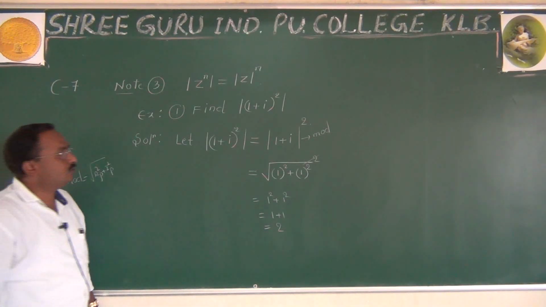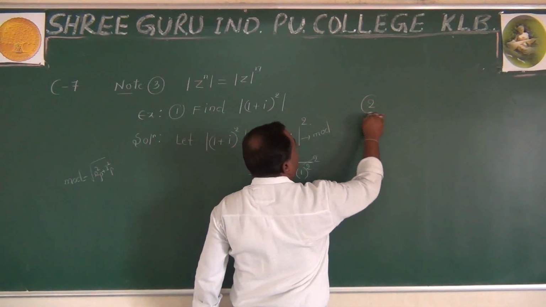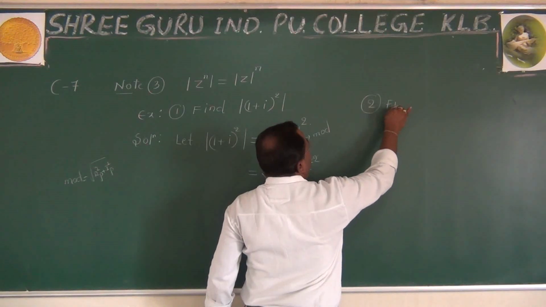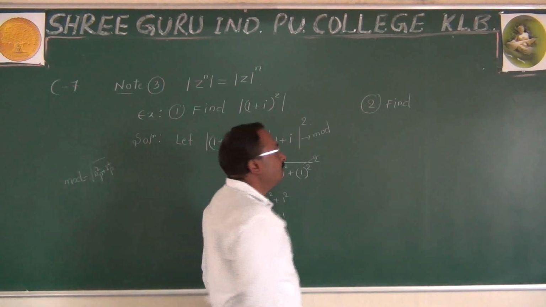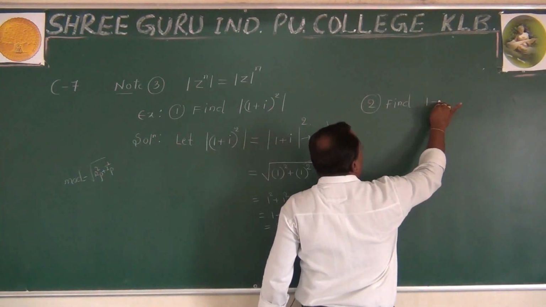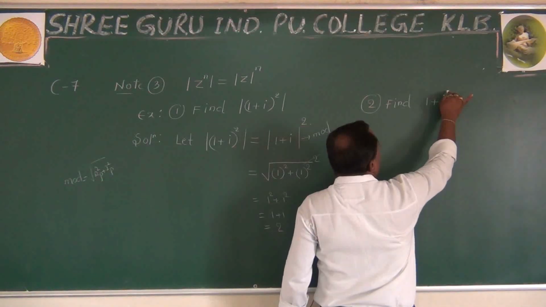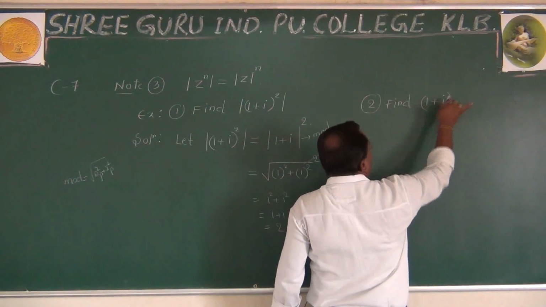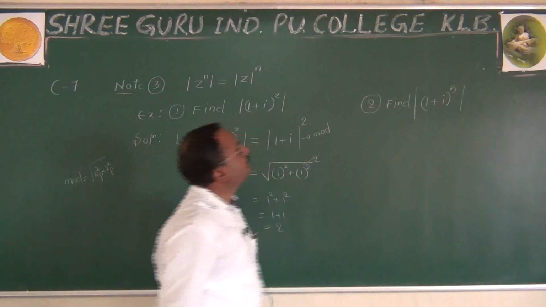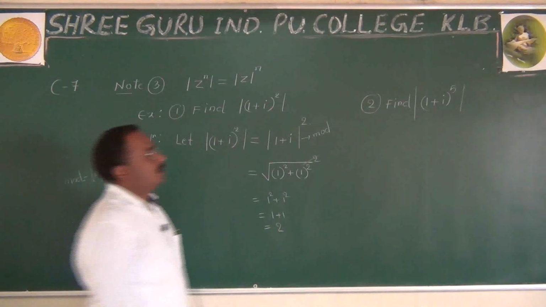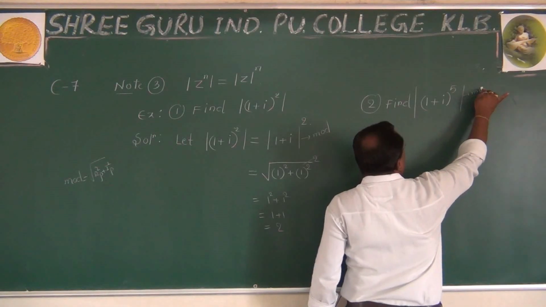Next. Example number 2. Find the value of modulus of 1 plus i whole to the power 5. This is the modulus symbol.